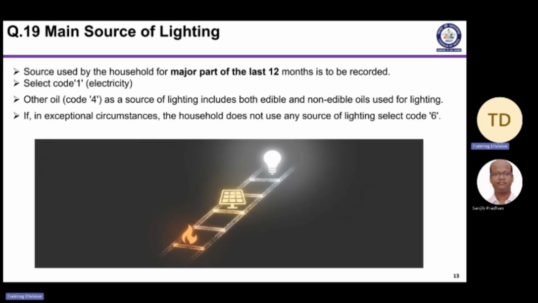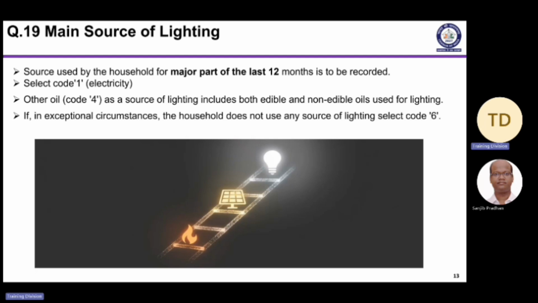Okay. Then next is main source of lighting. Here also "main" comes into play, because people may have one or two sources, different in different seasons. So whatever it is, our question is main source of lighting. Whenever you are taking a class for enumerators, you should always tell them they should not just see and decide what the source of lighting or source of drinking water is, for any question. So he has to ask them.